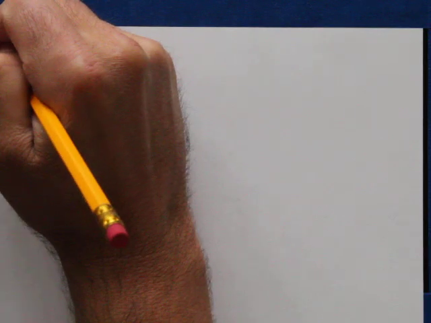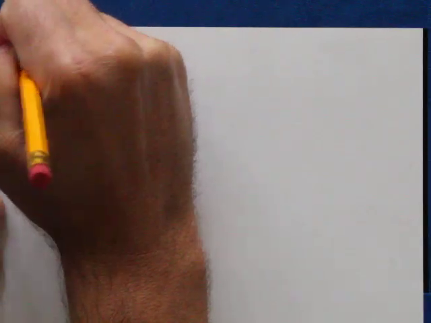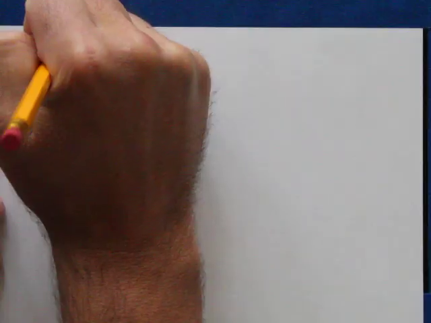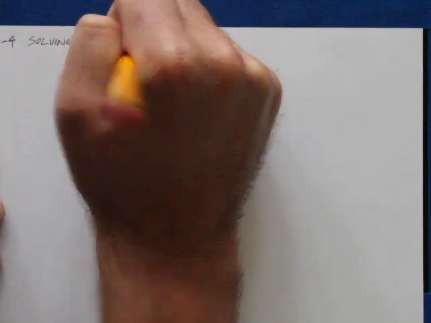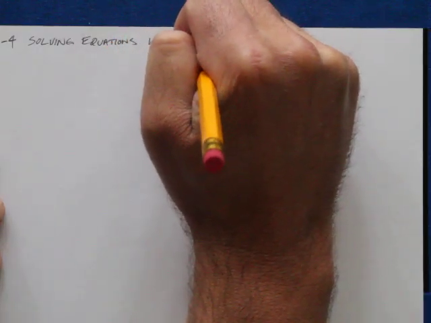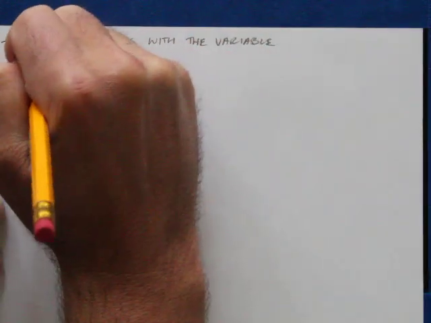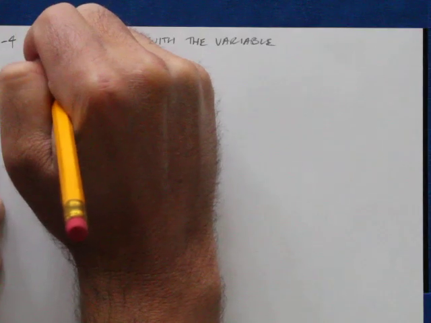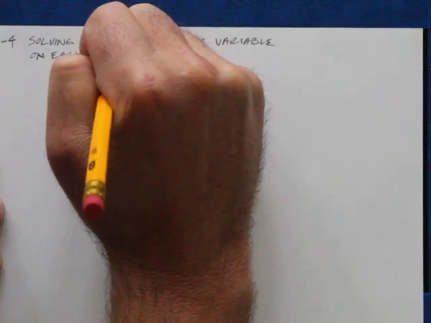Algebra 1, section 2-4, solving equations with the variable on each side. Solving equations with a variable on each side.